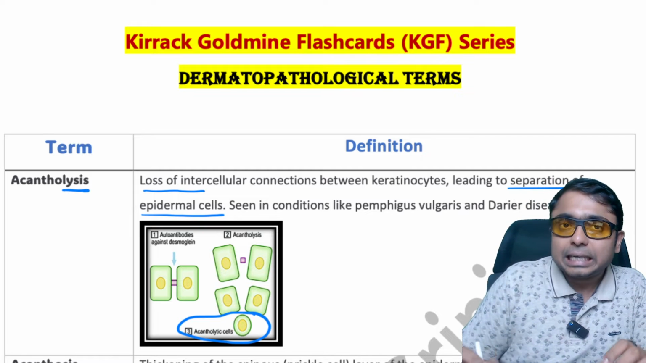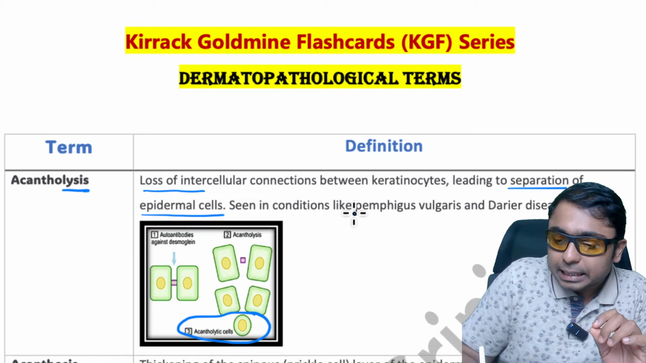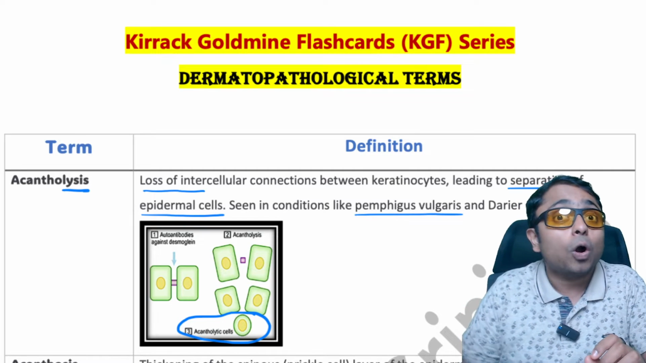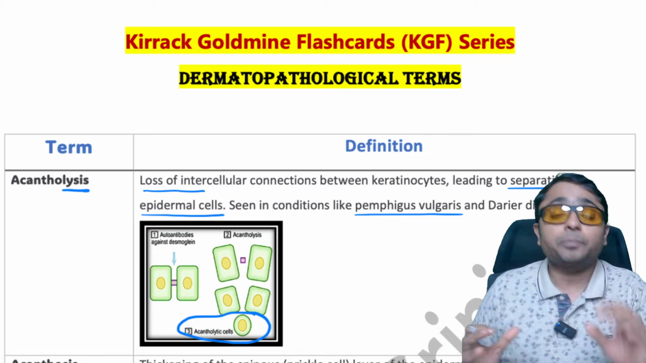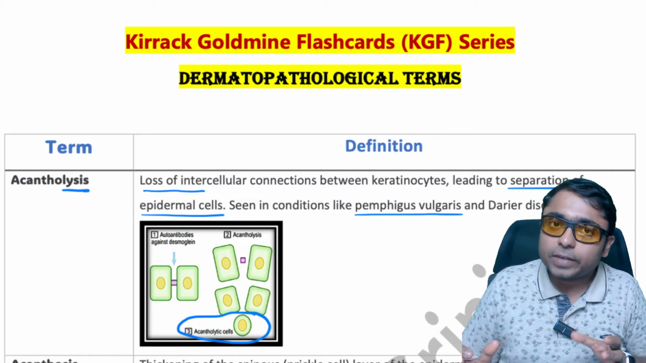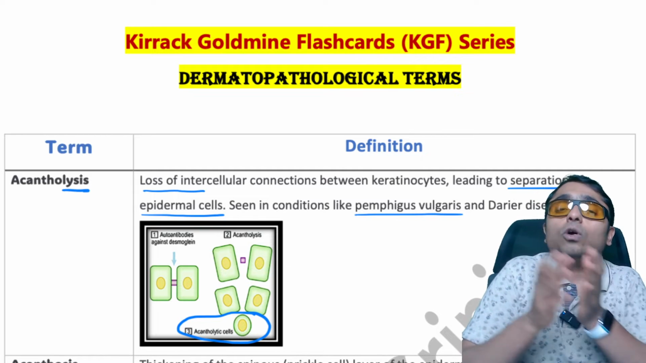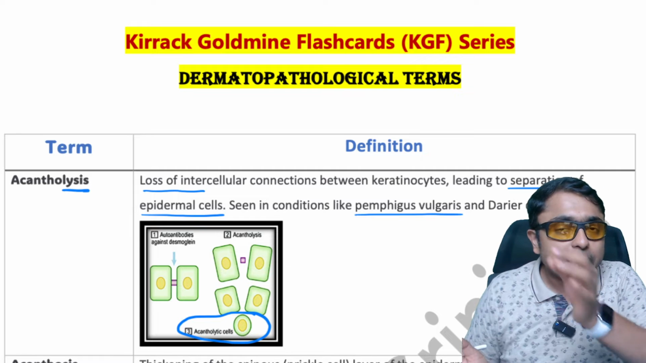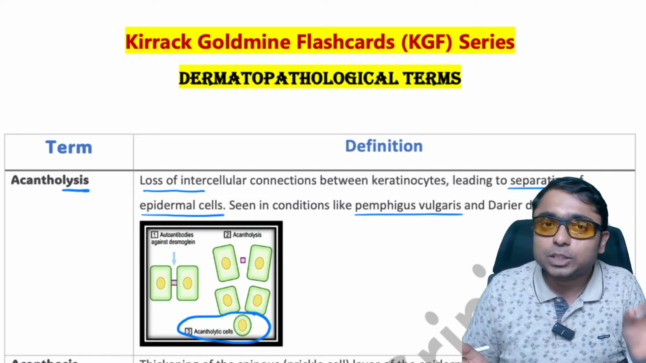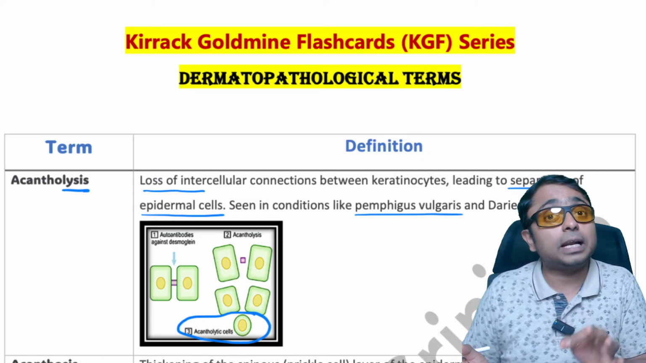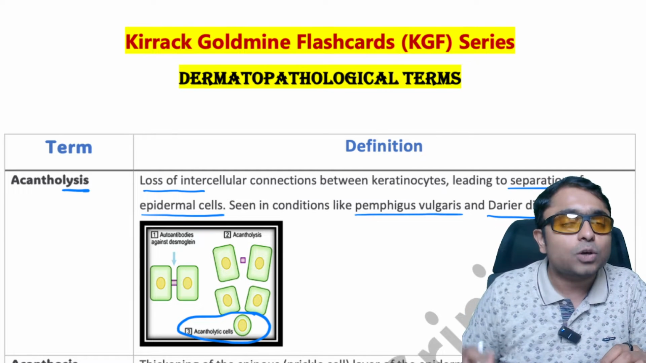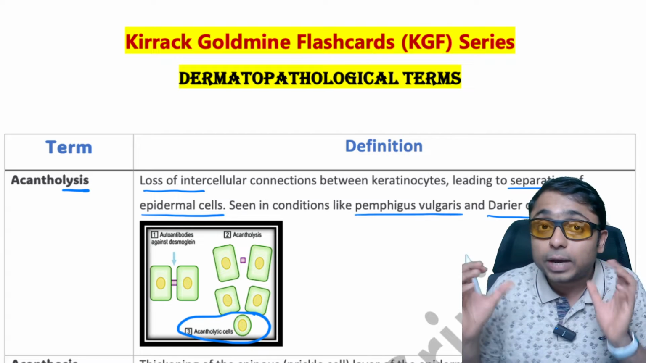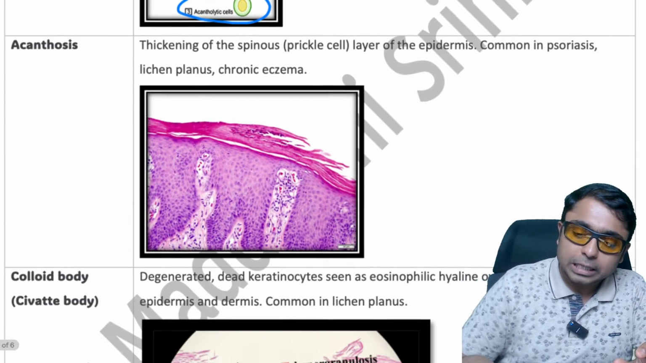And very classically, acantholysis is seen in the intraepidermal autoimmune blistering disorders, especially the pemphigus group, pemphigus vulgaris. It can also be seen in bacterial infections, bullous impetigo and also staphylococcal scalded skin syndrome. It is also seen in viral infections, herpes simplex viral infection, varicella zoster viral infection. Genetic disorders, remember Hailey-Hailey disease and Darier disease, also can have this acantholysis. Very important term from the dermatology point of view.